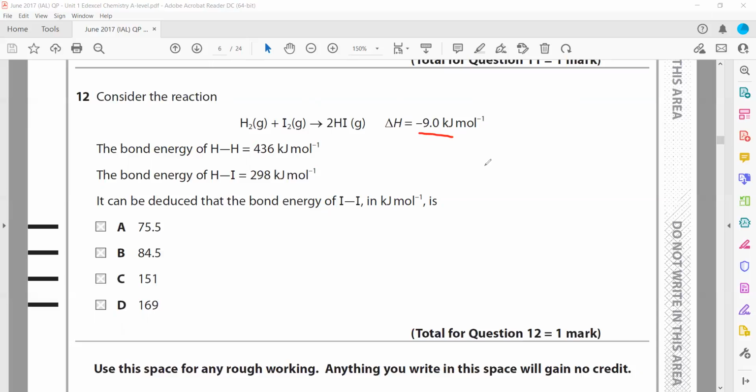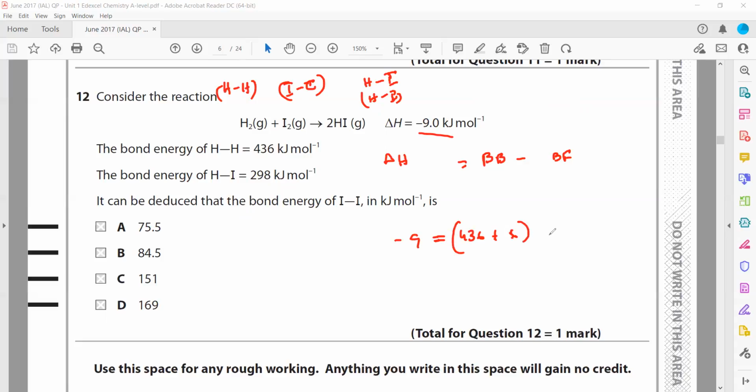We have the formula: the bond breaking energy minus the bond forming energy is equal to the energy change or enthalpy change. The bonds which we are breaking are the hydrogen-hydrogen bond and iodine-iodine. The bonds which are formed are hydrogen iodide, and how many of them are formed? 2 of them. So the enthalpy change is minus 9. The bond breaking energy, hydrogen 436, plus iodine we don't know, so we say X, minus the bond forming energy, hydrogen iodide 298, but because there are 2 bonds, this will be multiplied by 2.